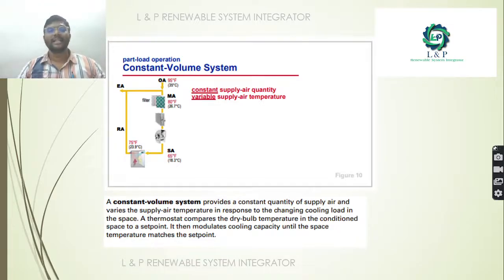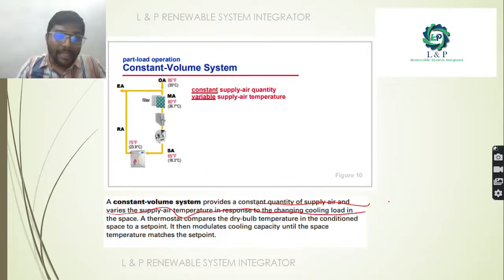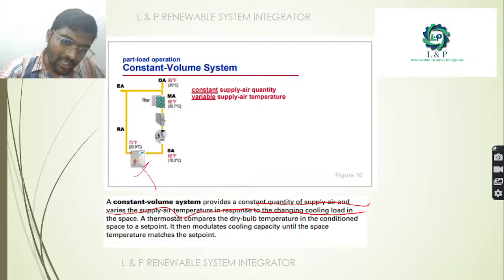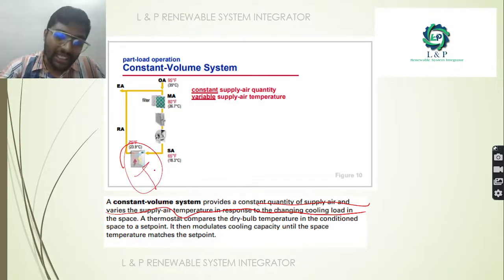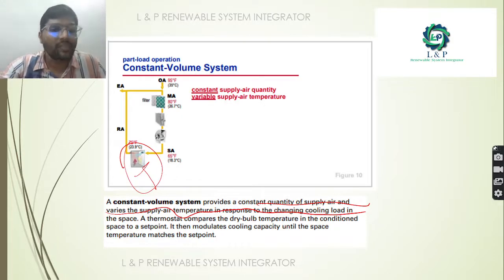Next most important is the constant volume system. So what is this constant volume system? It is a system which provides a constant quantity of supply air and varies the supply air temperature in response to the changing cooling demand. As you can see here, if you want to achieve some temperature in the concerned room, we need to undergo some sort of modification, some sort of process.